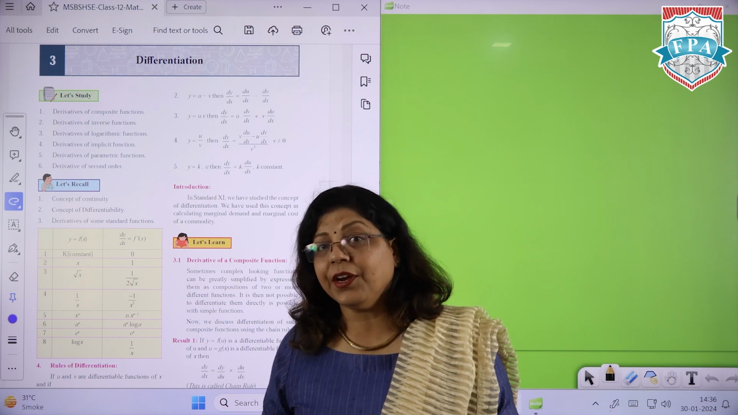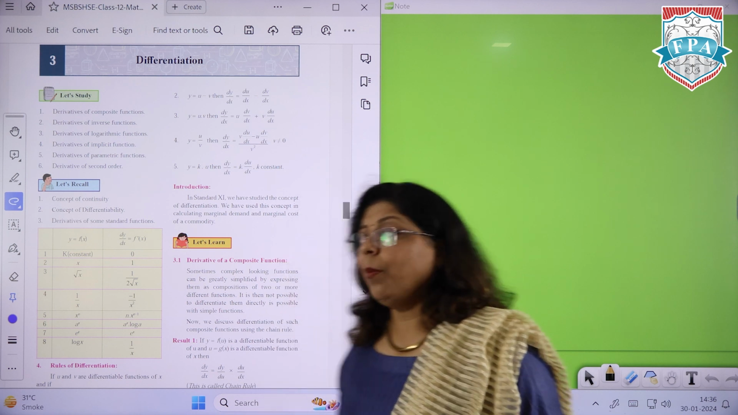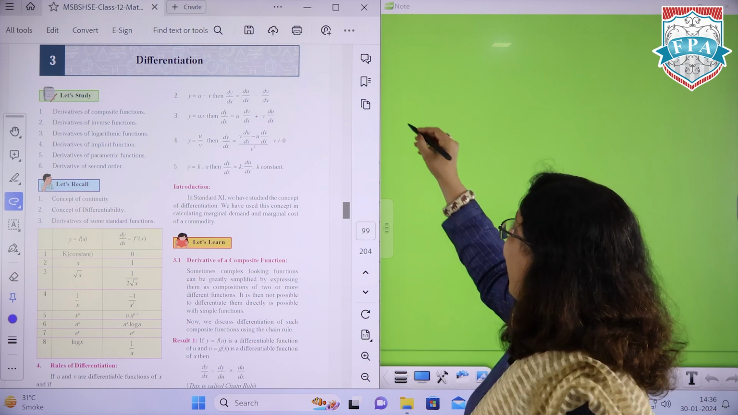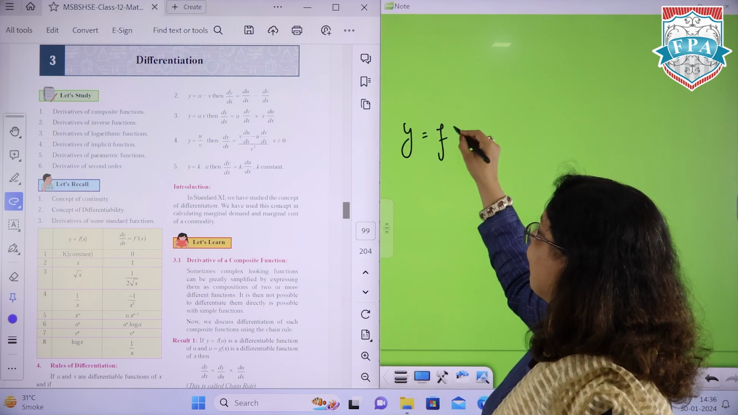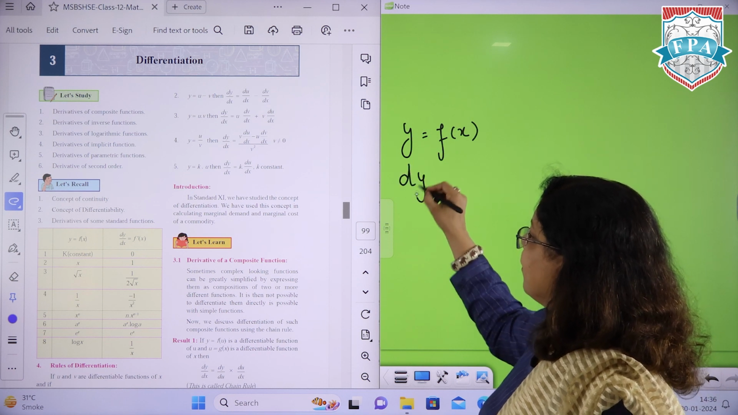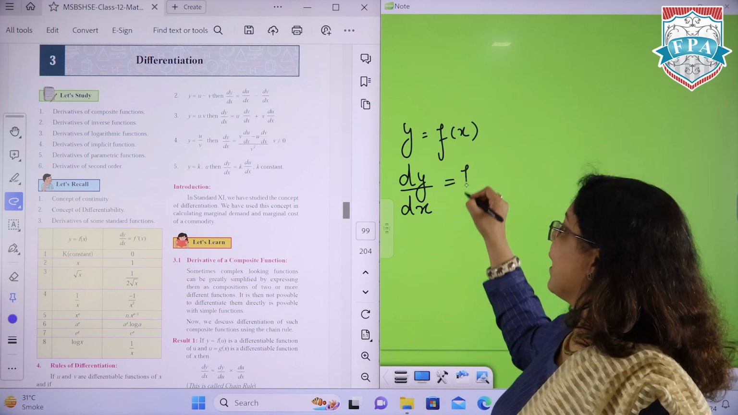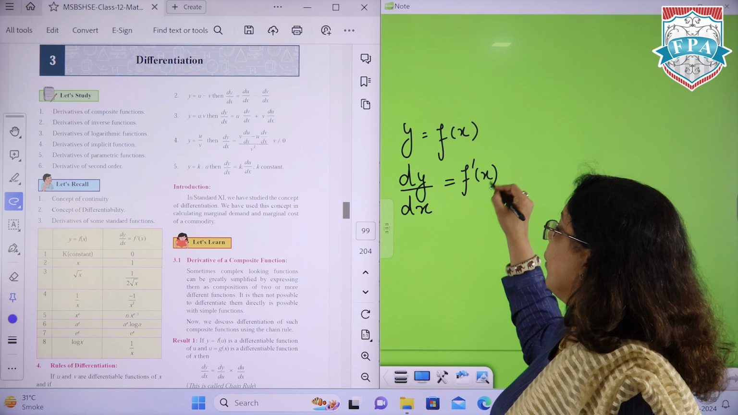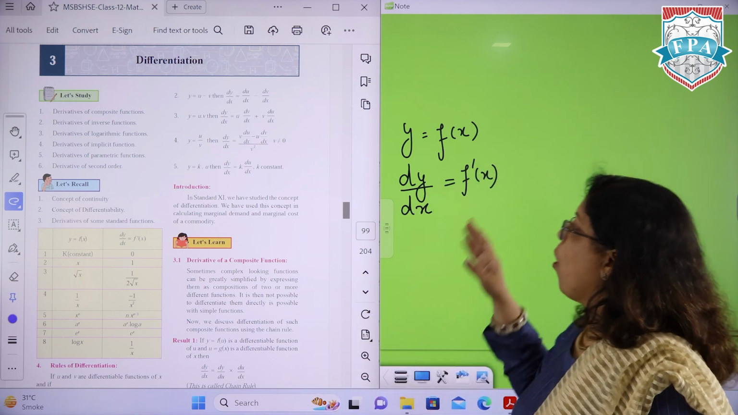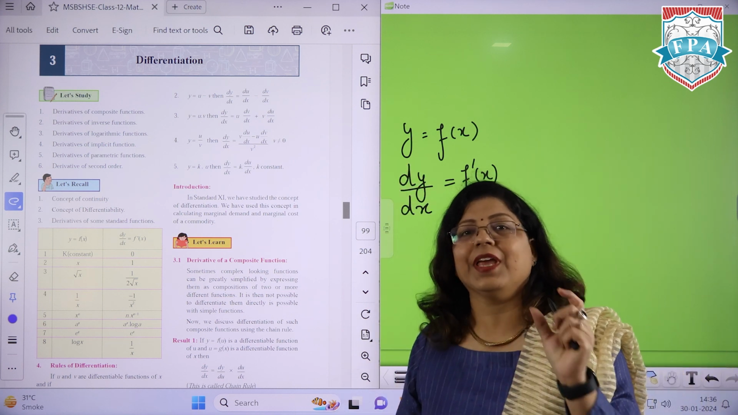Now in 11th grade also, you have seen the basics of differentiation. When we talk about differentiation, any equation which is there in the form of y is equal to something, or you can say f(x). Okay? Now differentiation of y is represented as dy by dx, or you can also write it as f dash x. The actual meaning of differentiation is what should be the change in y if there is a very small change in x.